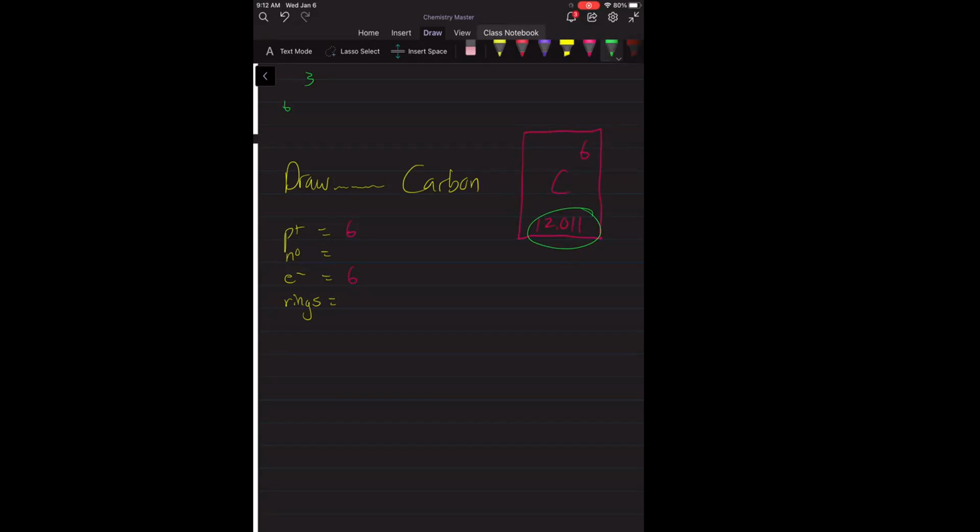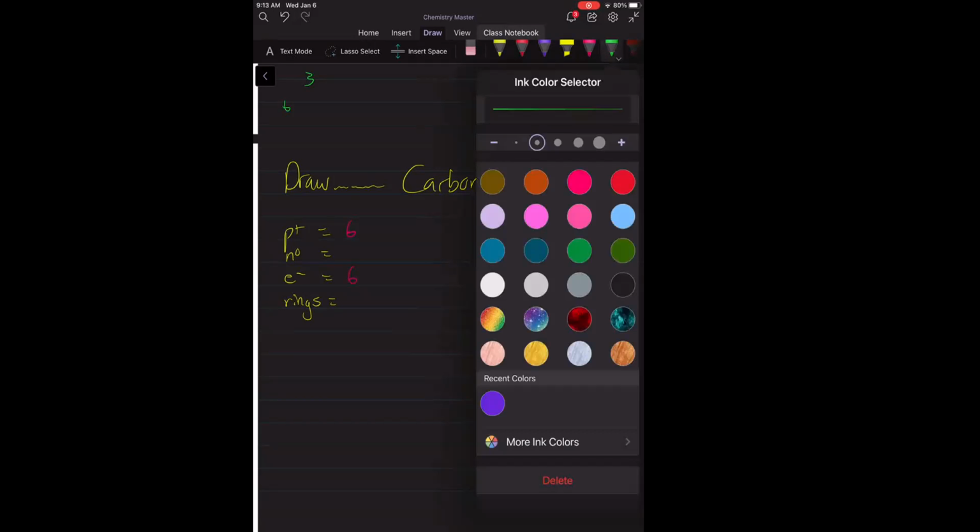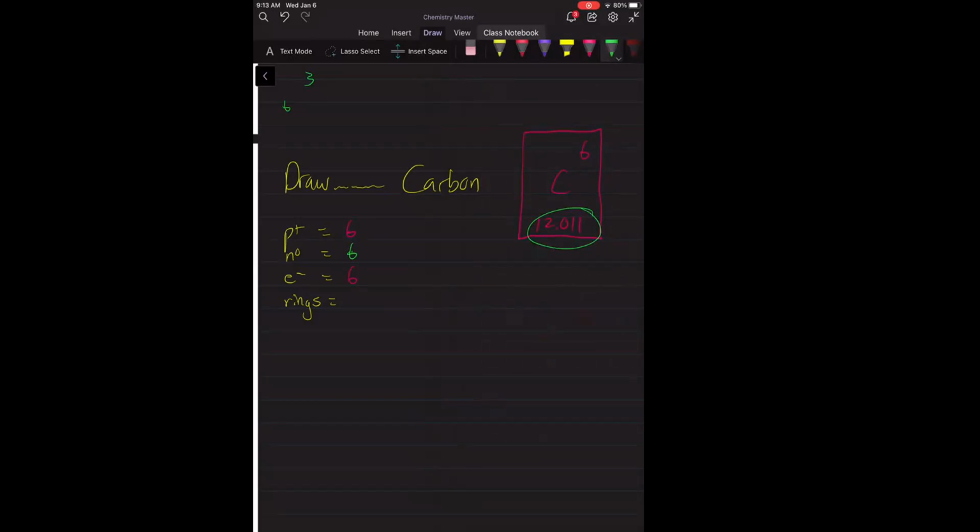Anybody know the number of neutrons for carbon? Is it 6? Yes, it is 6 for neutrons. Very nice. That's because if I round this number right here, it's still 12. Then I'm going to use this instead of the mass number, and subtract the 6 protons. That leaves me with 6 neutrons.